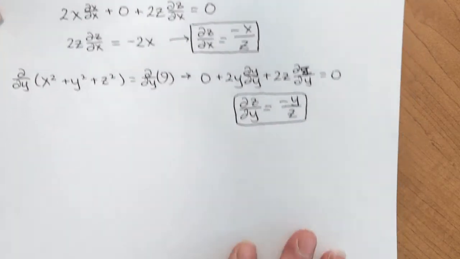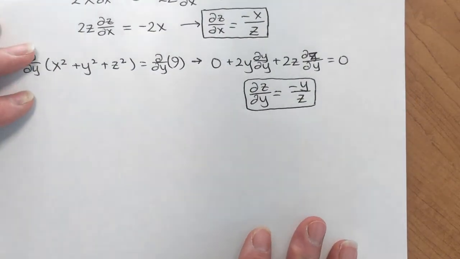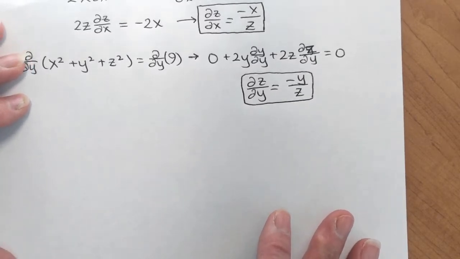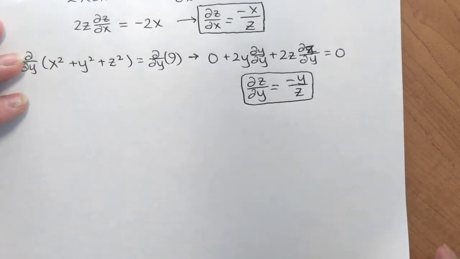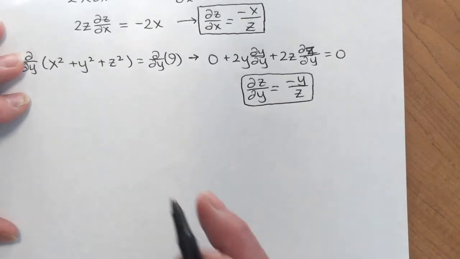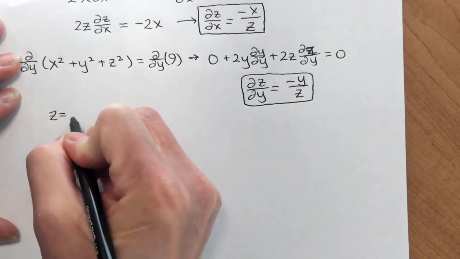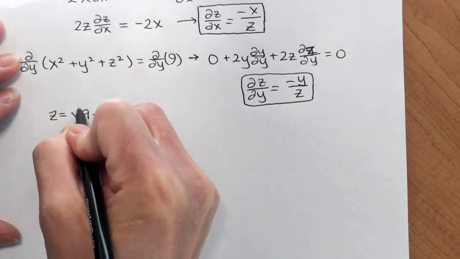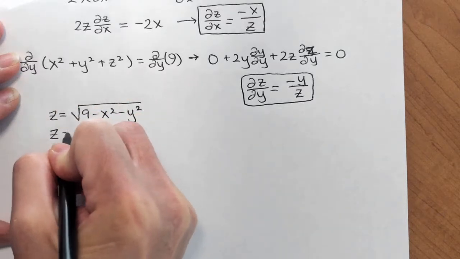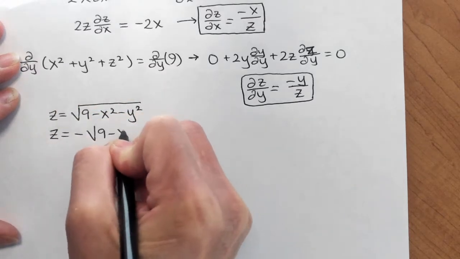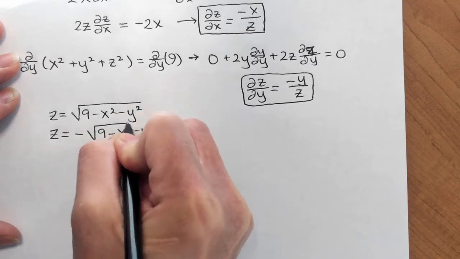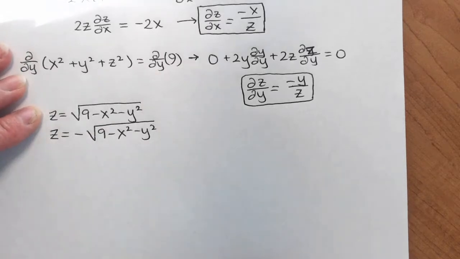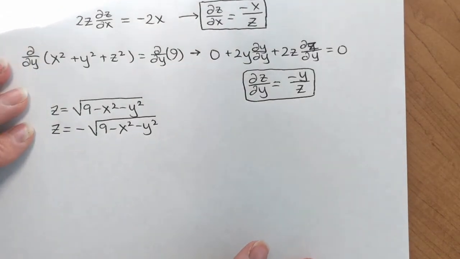Okay, if we compare this method to what I would get if I differentiated using the explicit formula. Okay, so I have two formulas for z. I have z equals the positive square root of 9 minus x squared minus y squared, and I have z equals the negative square root of 9 minus x squared minus y squared. Let's just consider the positive square root for the moment and calculate partial z partial x.